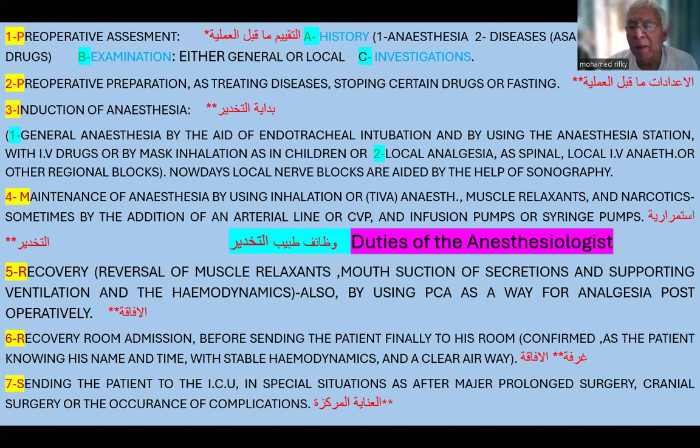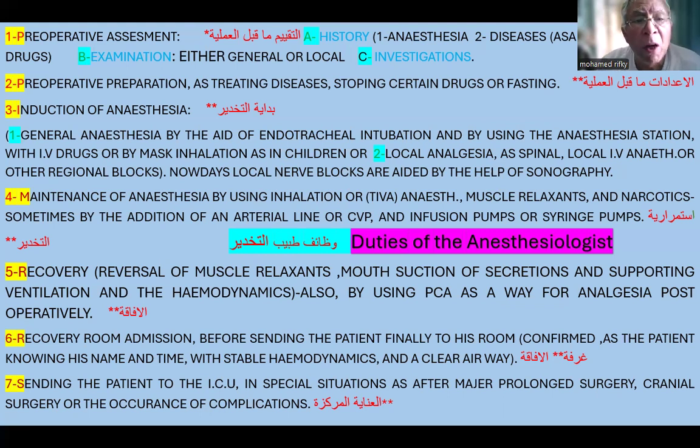The next thing is examination, whether, of course, general or local. Local examination is important for us for the configuration of the intubation. We can figure out whether this patient will be difficult regarding intubation or not. And we can have a look at his veins also. The investigation, which is the third point regarding the preoperative assessment, of course, includes the cardiovascular, respiratory, and so forth, CBC and kidney function, and ECG and echo whenever the patient is more than 70 years.